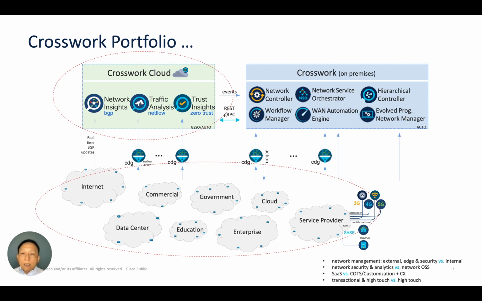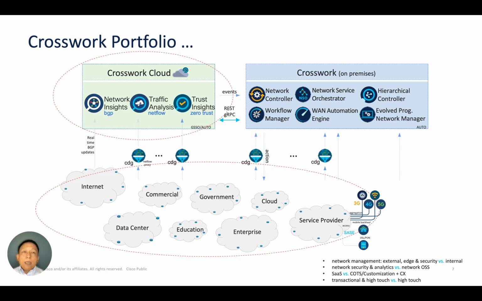So that's the easiest to do, no headaches and what have you. And then between Traffic Analysis and Trust Insights, we have something called a CDG, Crosswork Data Gateway, that is installed on the customer premise to collect information. And then once the information is summarized, we send it up into the Crosswork Cloud platform for Traffic Analysis or Trust Insights.